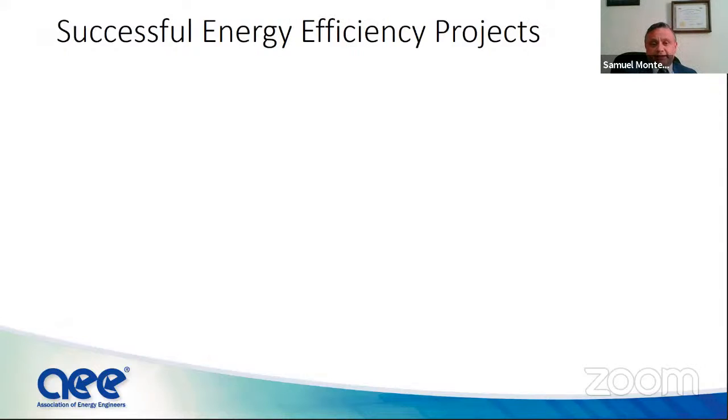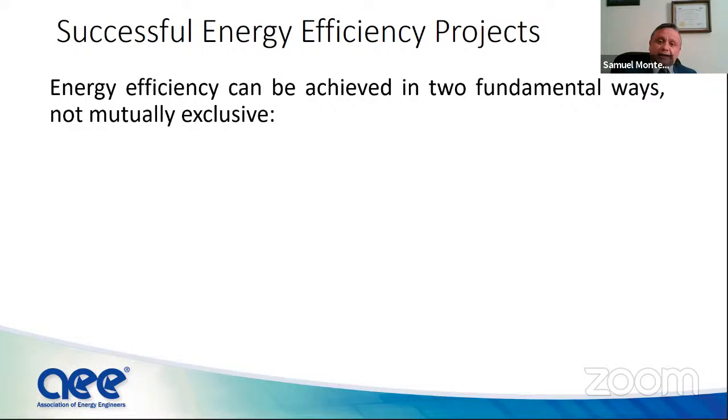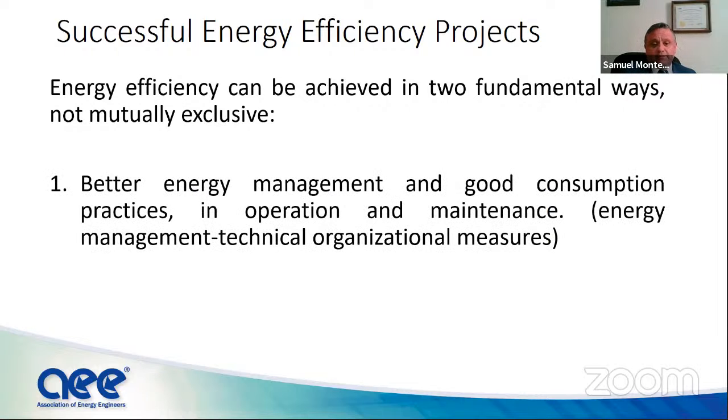Okay, success of an energy efficiency project. Energy efficiency can be achieved in two fundamental ways, not mutually exclusive. Number one, better energy management and good consumption practices in operation and maintenance. It is to have a culture and make turn off the light when I go out of my office, and when the people are at lunch, turn off the equipment, etc.